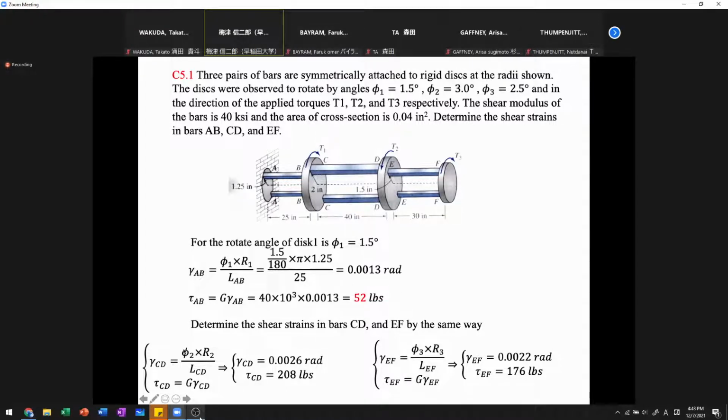And you can get tau CD and tau EF respectively. The each phi and R2 and R3, and the length of CD and the length of EF are already fixed. So from these, gamma is calculated. So from gamma and G, you can calculate the tau. So not only tau AB but also tau CD and tau EF are calculated like this.